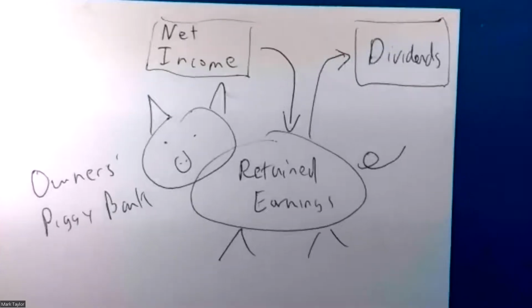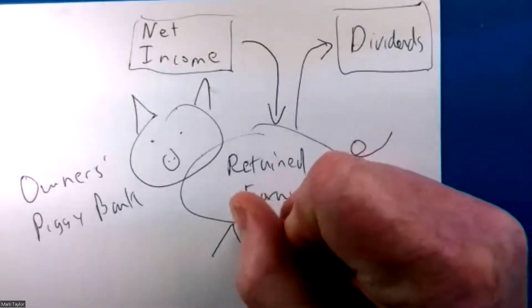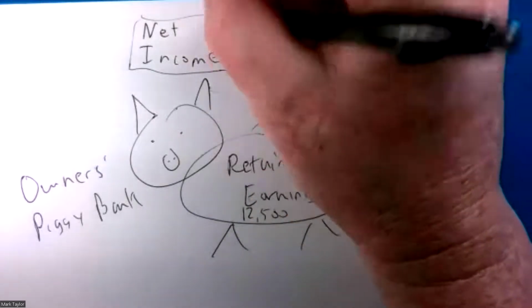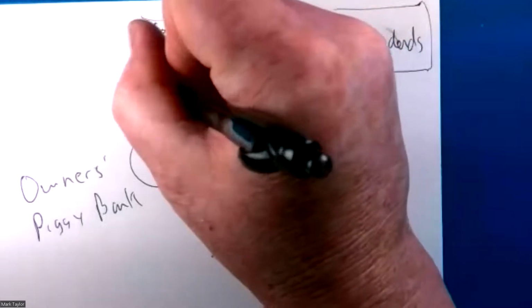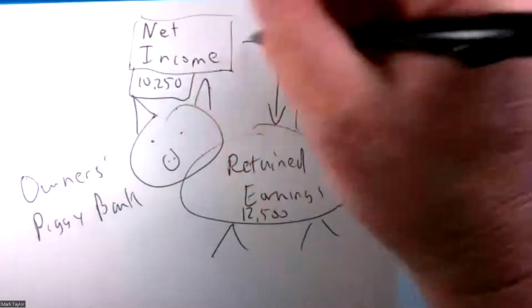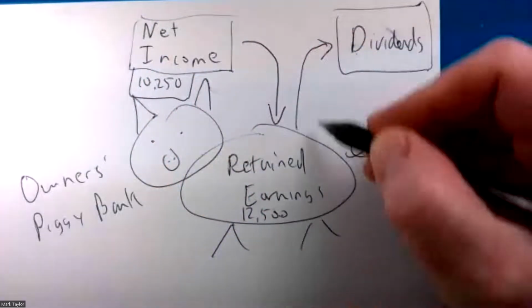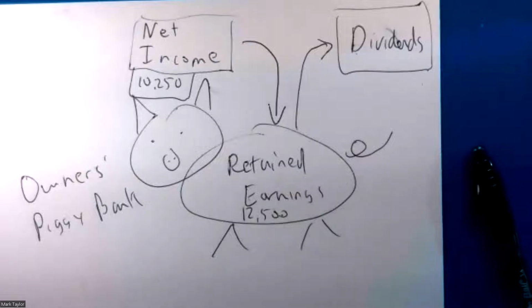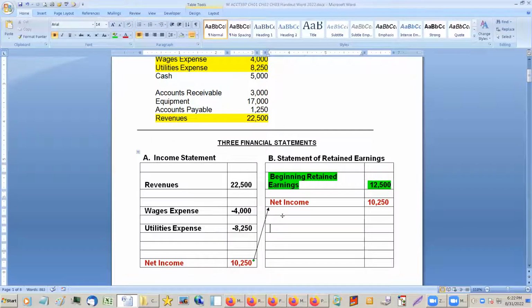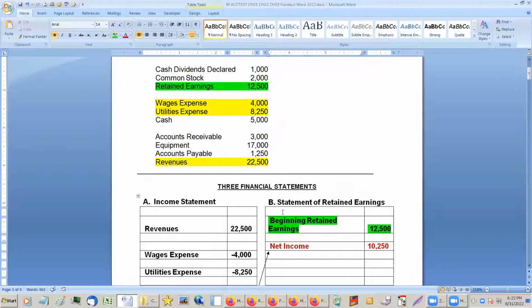Okay, so it's sort of like this. We have 12,500 in our piggy bank. We just added in, I think it's 10,250, wasn't it? I can't remember. So 10,250 is going into our retained earnings, and we're going to take some out with the dividends. Okay, so the dividends they took out were how much? 1,000. Yep.